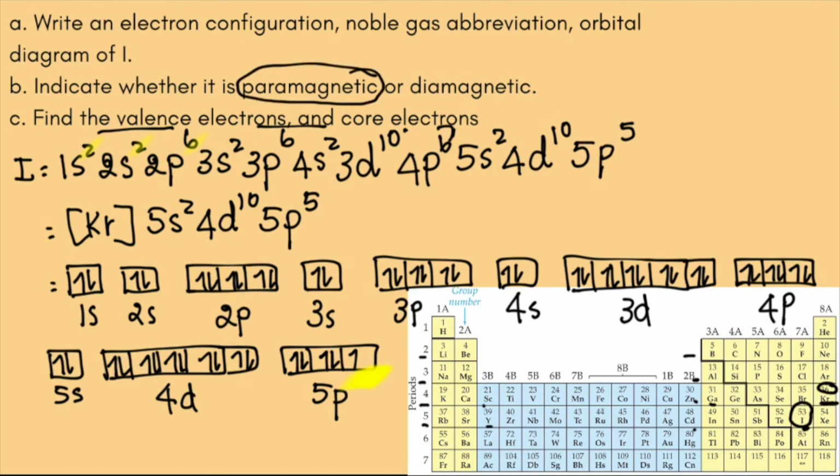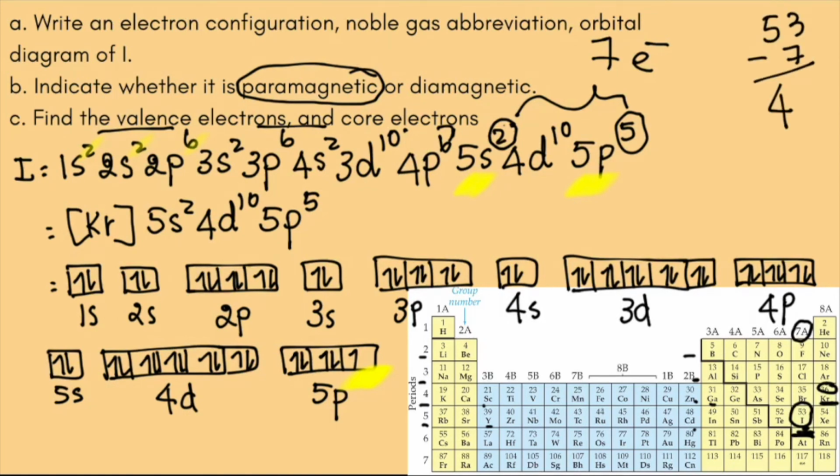And now find the valence electrons and core electrons. You can look at the group number. Iodine is here, so the valence electrons would be 7. But you can also look at the outermost energy level. We have 5s and 5p, which means we also have 7 valence electrons. The rest of them will be our core electrons. So 53 minus 7 is 46. So we have 46 core electrons.